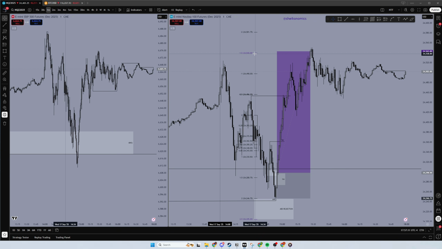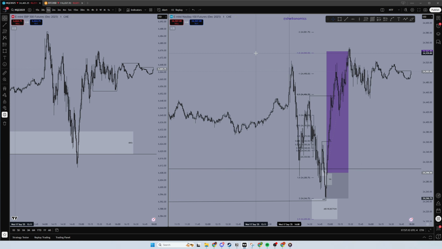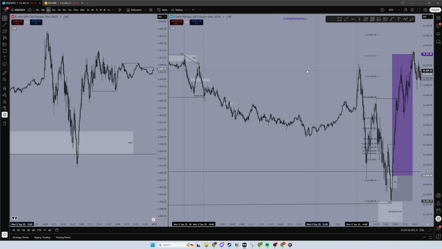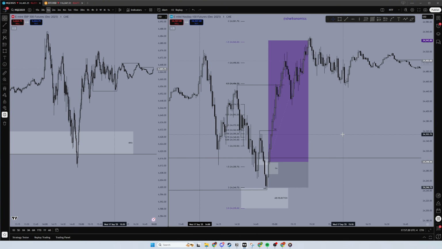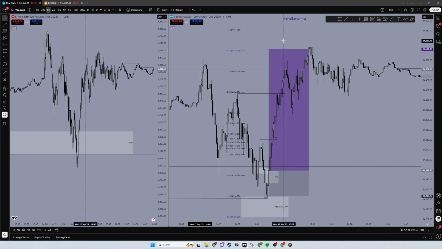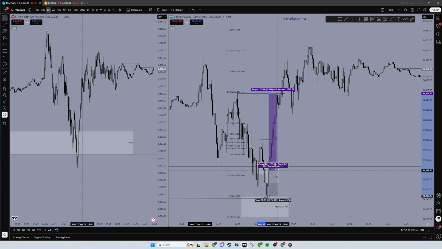You can also see that this level here aligned with the 9:30, so you can target the deviations if you want. I'm not a huge fan. I like targeting liquidity way more because I think the market moves through liquidity, so it makes more sense to me. So I ended up fully closing at this high, which was still at 3RR, so super nice.